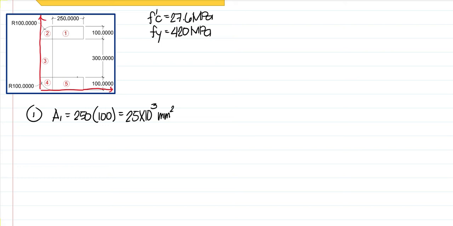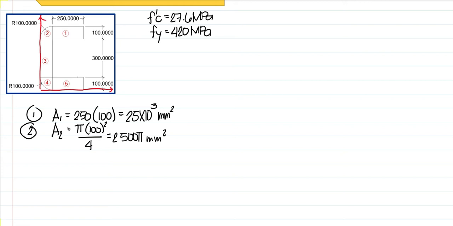Next, yung area number 2, which is a quarter circle. So, ibig sabihin, if the circle has a area of pi r squared, so ibig sabihin divided by 4 lang yung area nun. So, that will be pi times the radius is 100 squared divided by 4. So, our area for this one in terms of pi will be 2,500 pi. So this will be in mm squared.